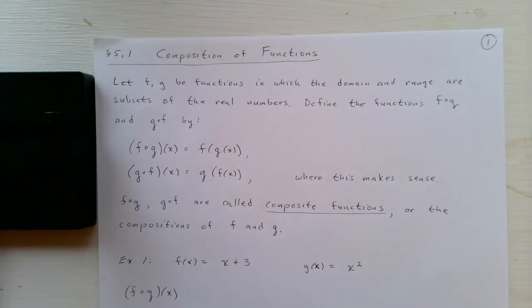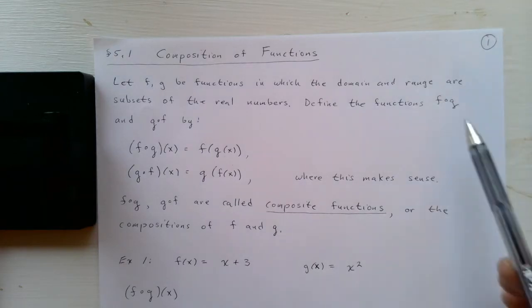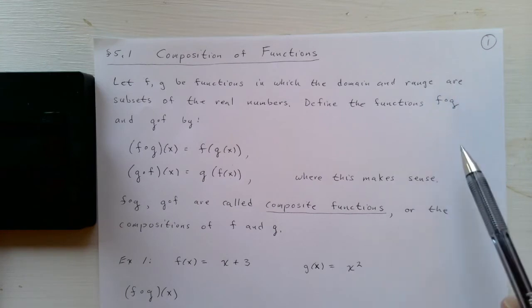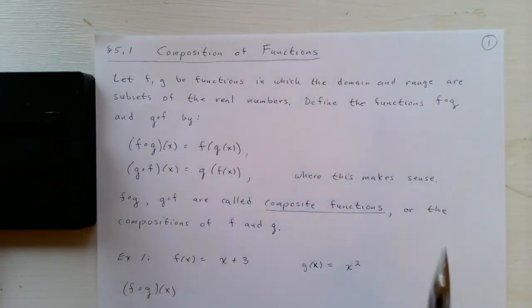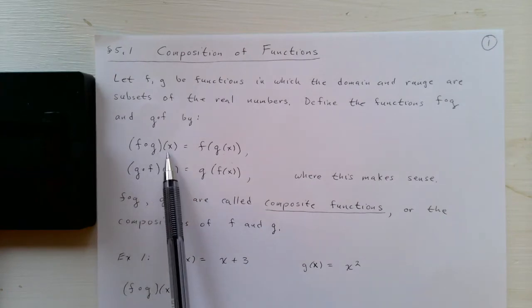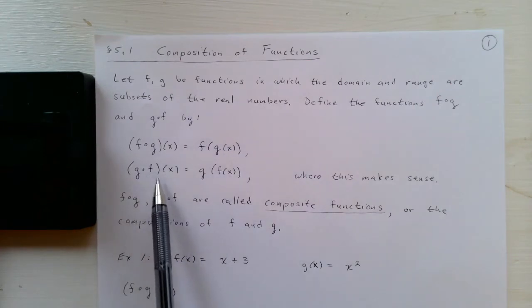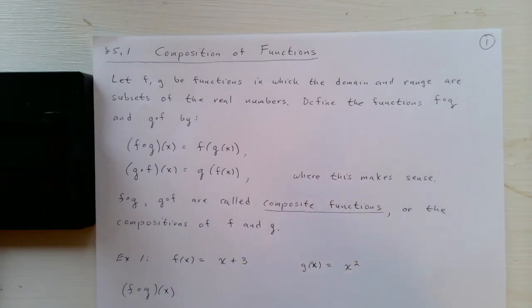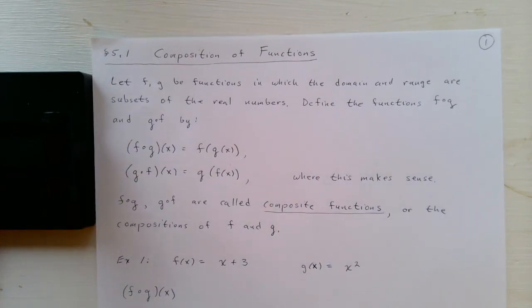We define two functions associated with this: f circle g, which we can call f circle g or f composed g, and g composed f, by the following. We say f circle g is a function that sends x to f of g of x, and g circle f is a function that sends x to g of f of x. These are going to be two different functions almost all the time. And I say where this makes sense, because the domain of a composition depends on a lot of stuff.